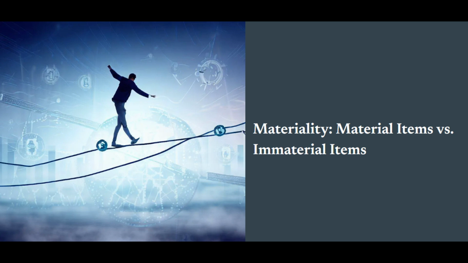Determining what is material isn't always straightforward. There's no one-size-fits-all approach. Instead, it requires professional judgment, and several factors come into play. First, there's the size of the item relative to the overall financial statements. A $1 million expense might be material for a small startup, but could be considered immaterial for a Fortune 500 company. Next, we have the nature of the item. Some transactions are inherently more significant than others. For example, a lawsuit against a company could be material due to the potential financial implications, even if the actual dollar amount involved is relatively small.